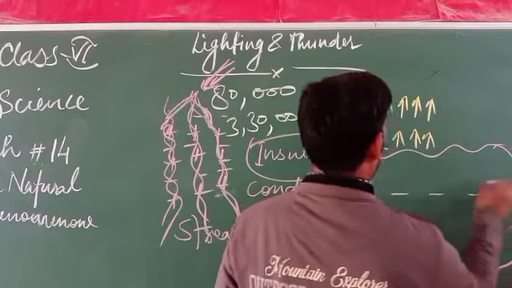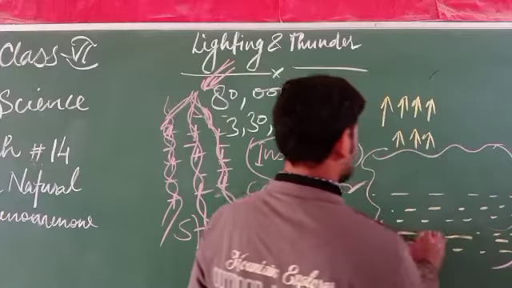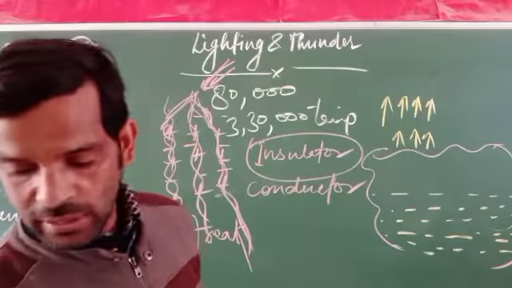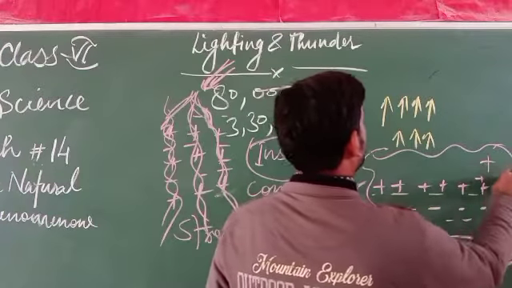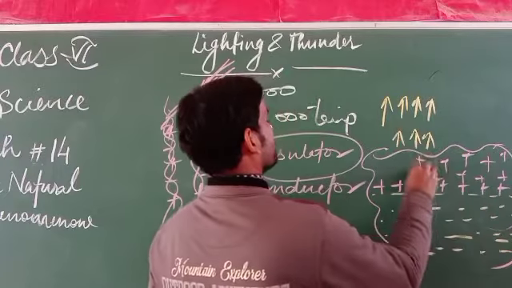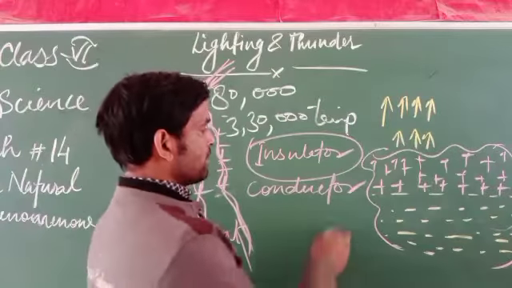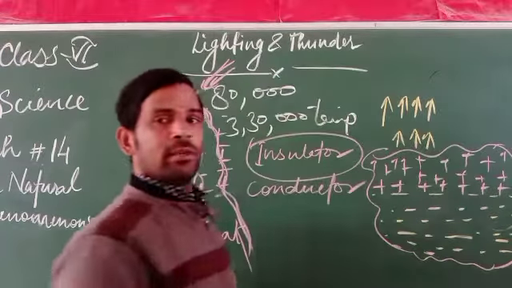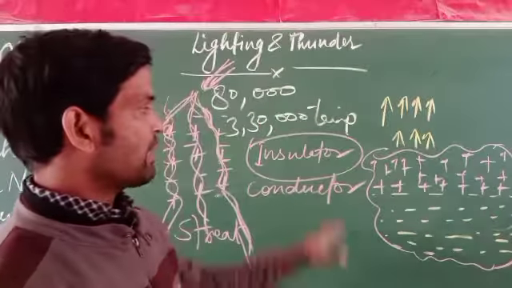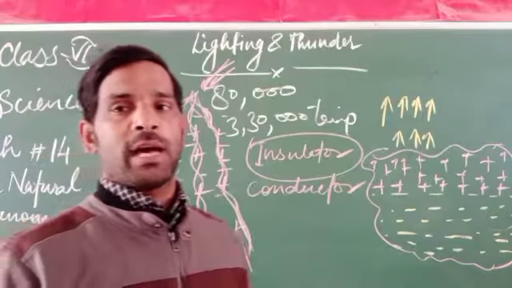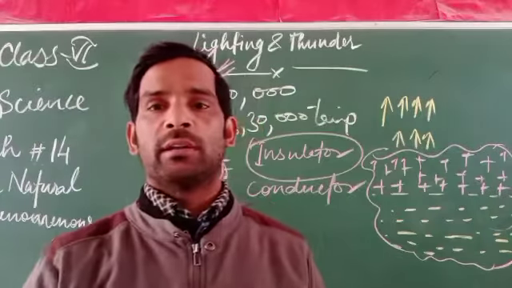Some positive and some negative charges are produced, and these are distributed in such a way that the upper portion of the cloud gets a positive charge and the lower portion of the cloud gets a negative charge. This happens not only in one cloud, it can happen in other clouds as well. There is another cloud in which these types of charges are produced. So the charges can be attracted or strike one another.